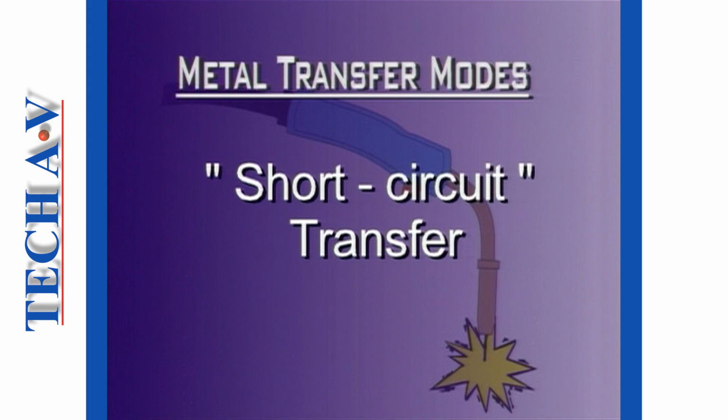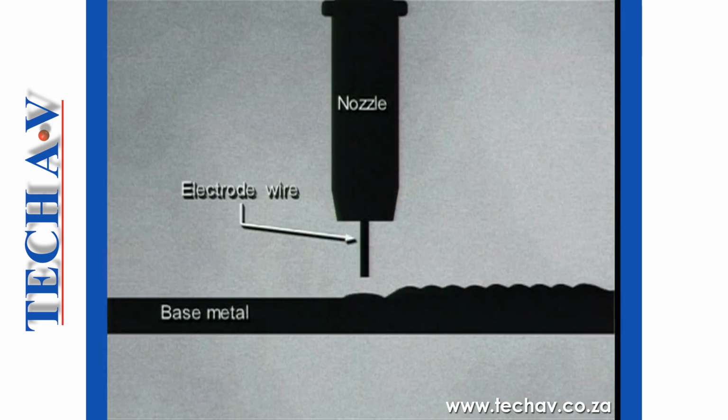Short-circuit transfer is desirable for the welding of thin metals up to 2 mm in thickness. It is also used for many out-of-position welds and for the filling of holes. With short-circuit transfer, the process begins as an arc is struck between the end of the electrode wire and the base metal. The arc heats the base metal to form a small weld pool.